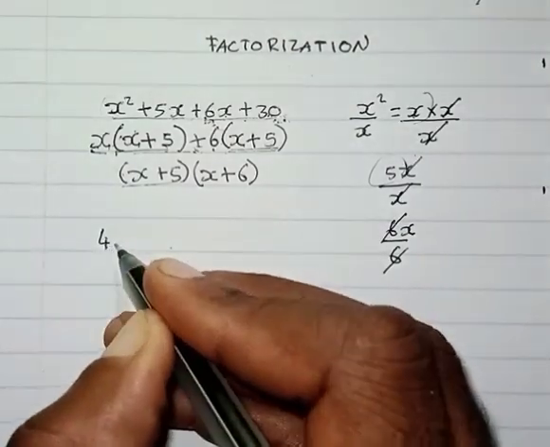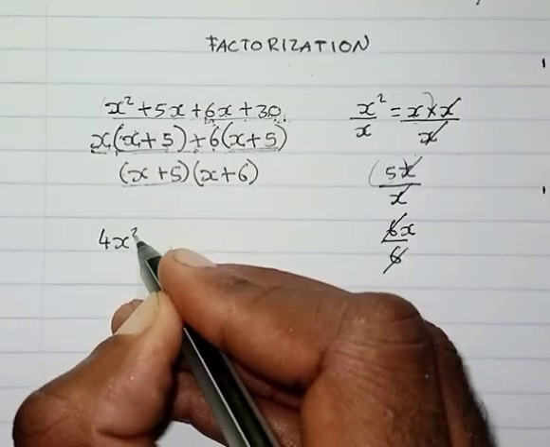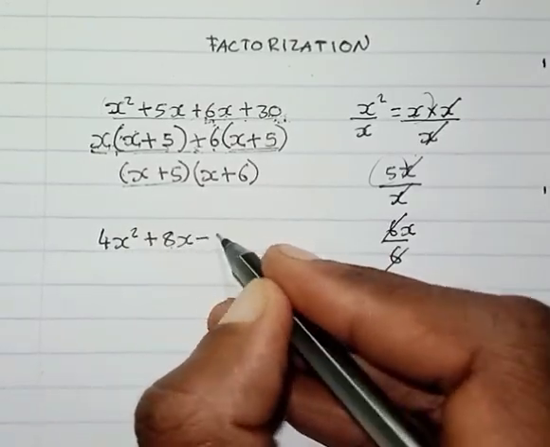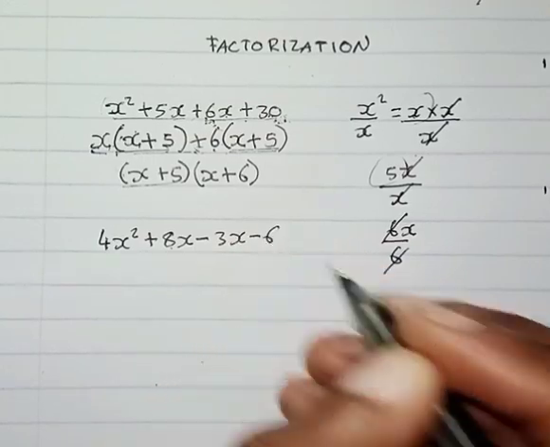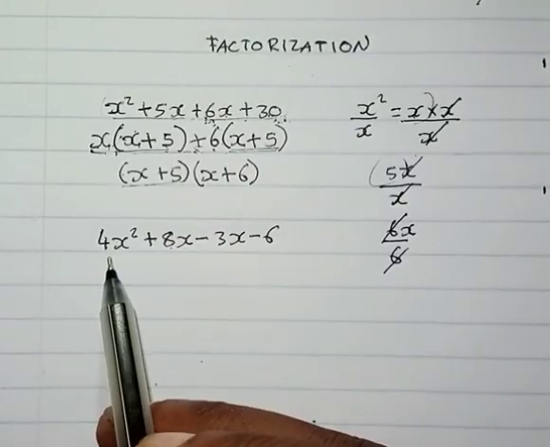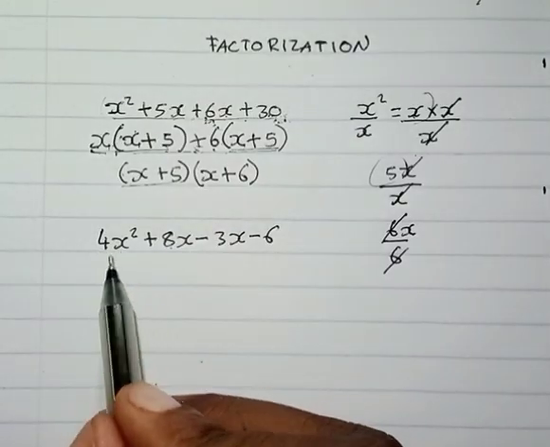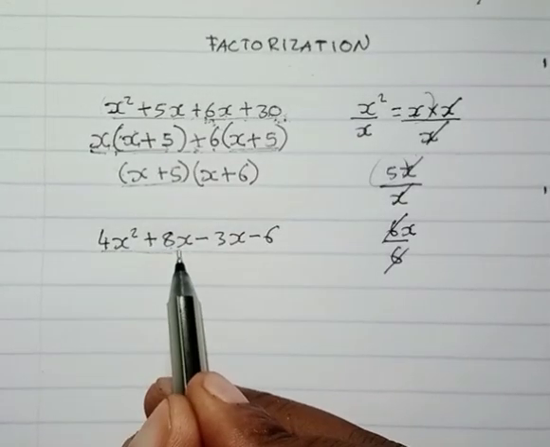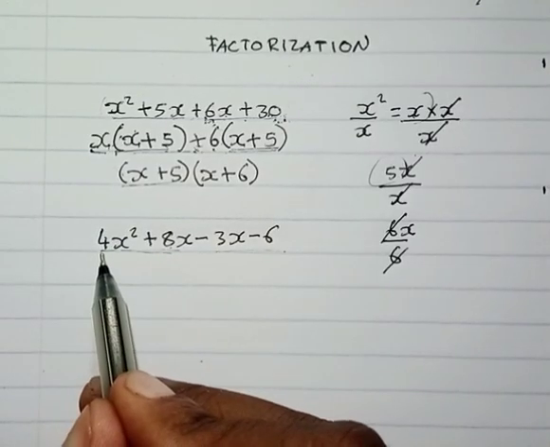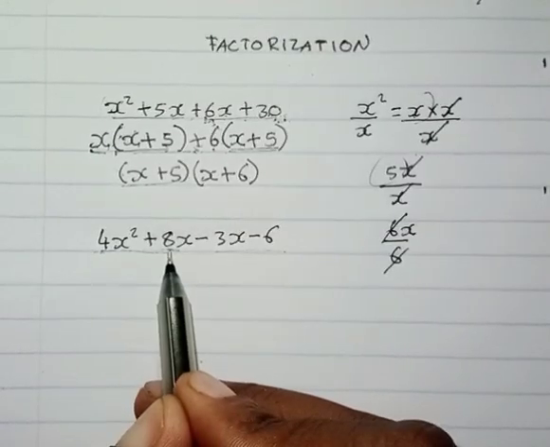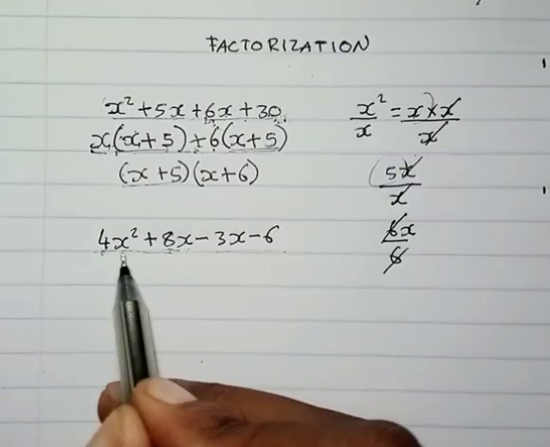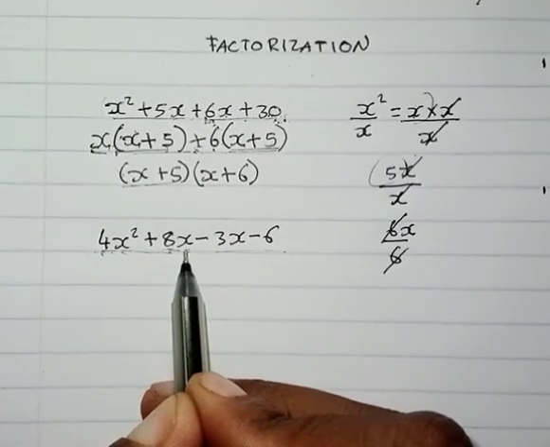We have 4x squared + 8x - 3x - 6. To factorize this expression, we group them into 2. So this is the first pair and this is another pair. So let us identify what is common in this first pair. If we see, x is common because it is appearing on both sides.